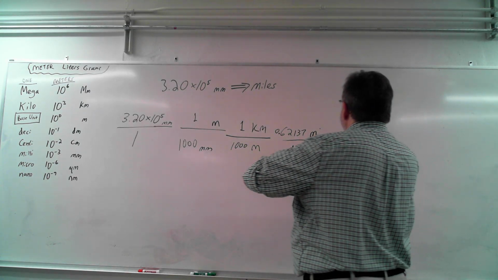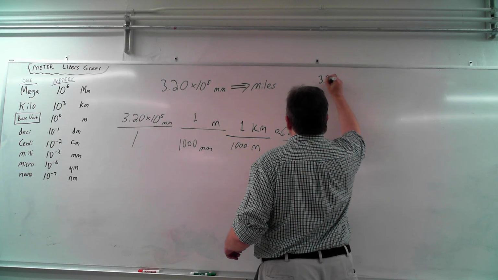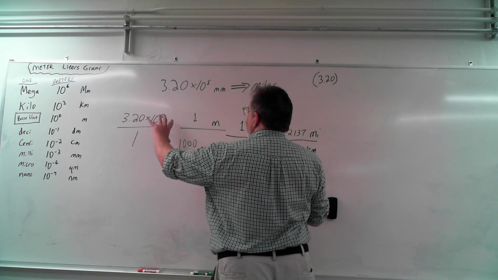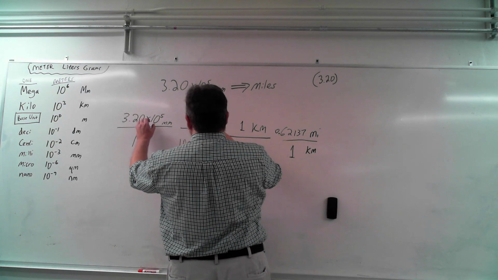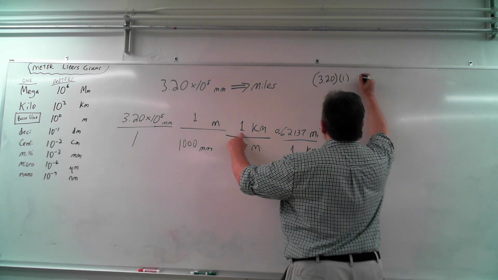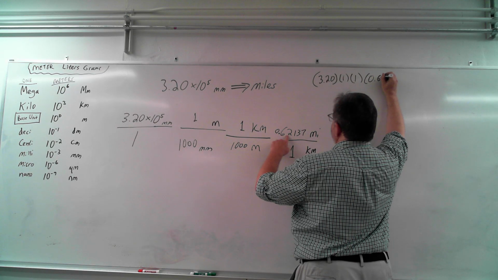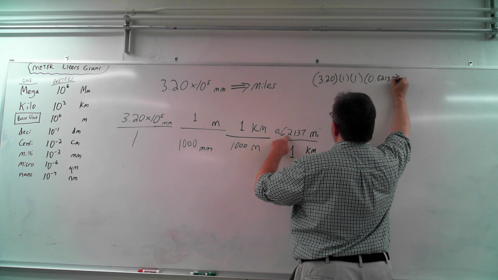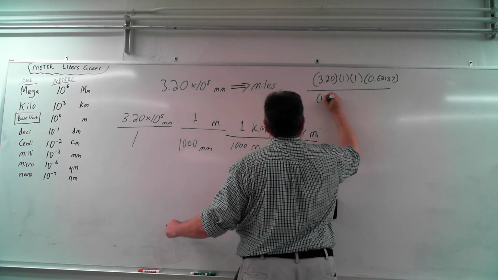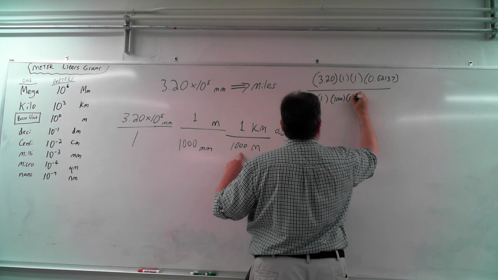I'm going to split this out. I'm going to take all the numerical values and put them together. I'm just going to start swapping things around. I want the 320, the 1, the next one, and this 0.62137. And then the numerical values on the bottom are 1, 1,000, 1,000.